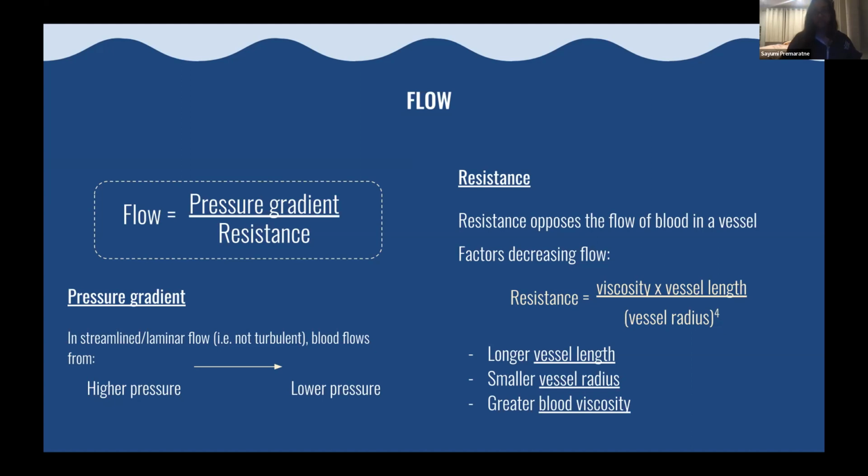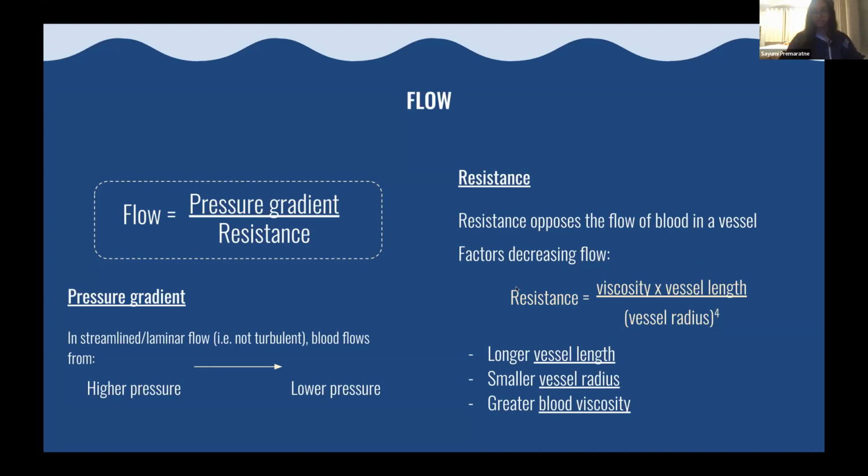And then when it comes to resistance, resistance is just any forces opposing the flow of blood in a vessel. So three things that will affect your resistance in a blood vessel are having a longer vessel length, so longer blood vessels, having a smaller vessel radius, so it's just a smaller space, there's more resistance, and then also having a greater blood viscosity. And we'll talk about what that means in the next few slides, but viscosity is pretty much just your blood is thicker, so it's not flowing as easily.